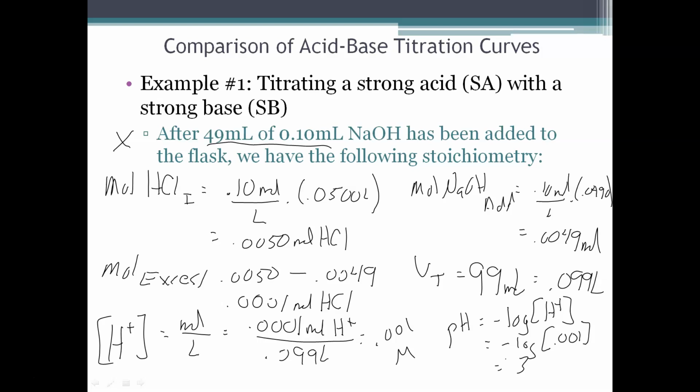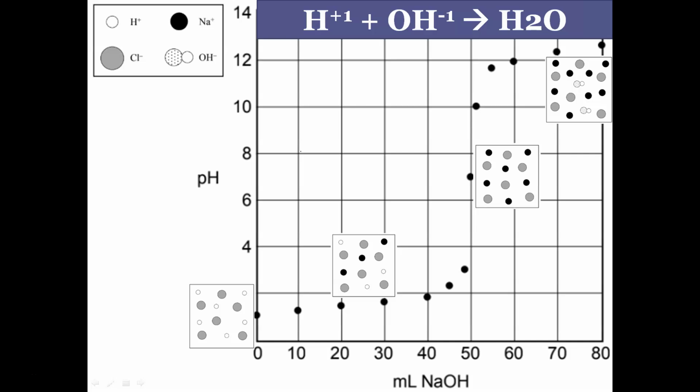Okay? So look at that. It's really neat. After 49 milliliters of base, I'm 1 milliliter shy of my completely neutral solution there. After 49 milliliters, my pH level went from 1 to 3. So let's look at if we actually plotted this on a curve. You guys have this on the next page or two of your notes, so you can take any notes on it that you want here.